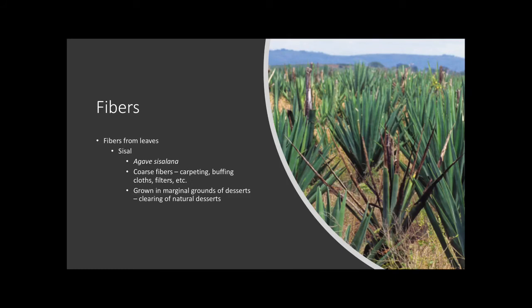These are agaves. Agaves make very, very coarse fibers, but they're great for growing in marginal ground. So if you live in an area where the soil is not fantastic, this might be an appropriate fiber choice as well.